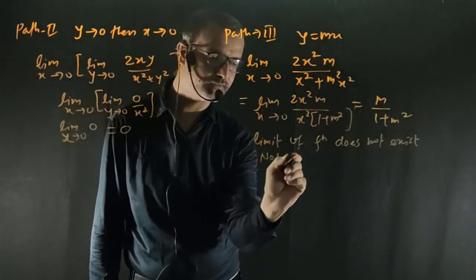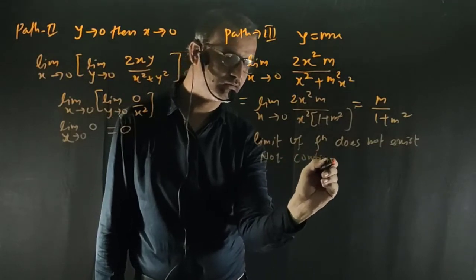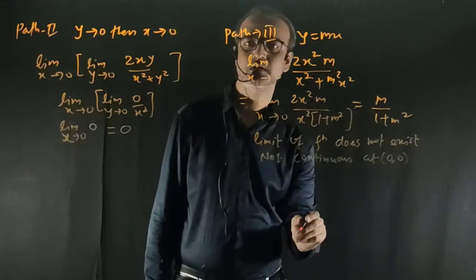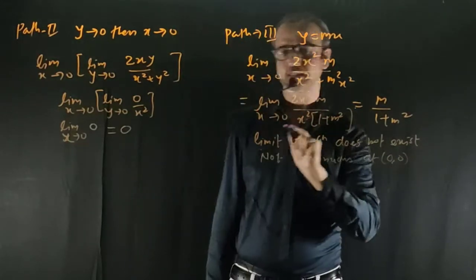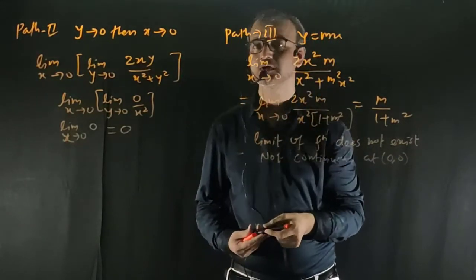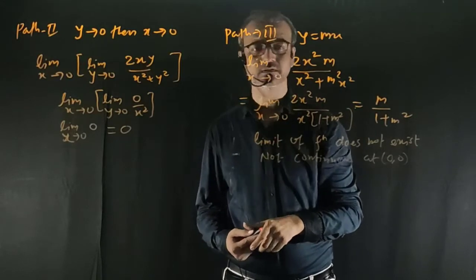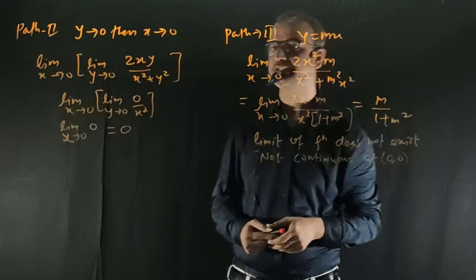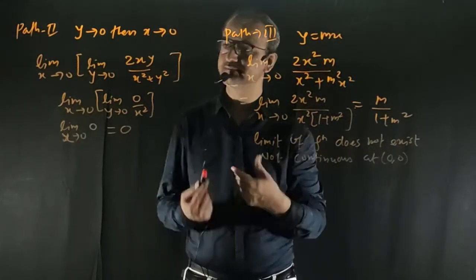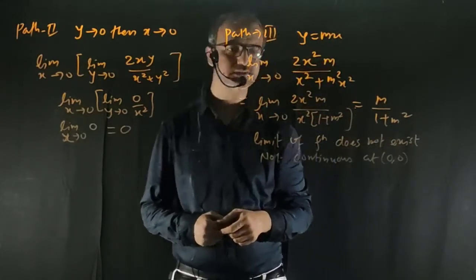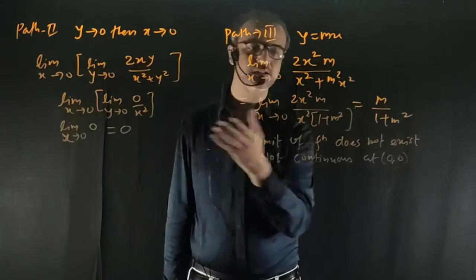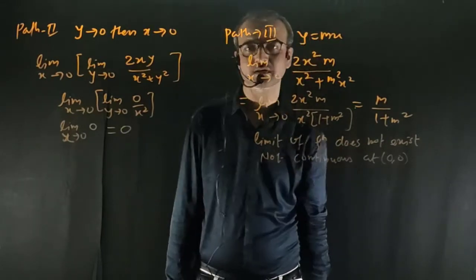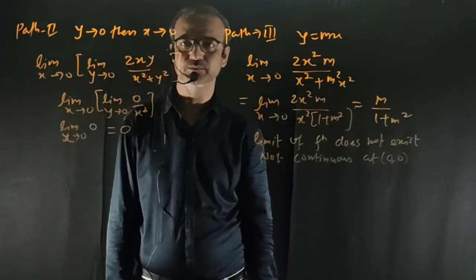The given function is not continuous at 0, 0, because to check the continuity of the given function, we have to find out its limit, right, and its value at point 0, 0, and we have to check whether they are same or not. If they are same, then we will say that the function is continuous at 0, 0. But here the limit does not exist, so we can say that the given function is not continuous at point 0, 0.